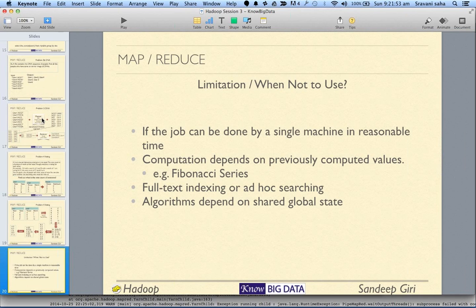So for certain problems, if you are not able to solve it using Pig, you might have to come back and solve it using pure MapReduce.